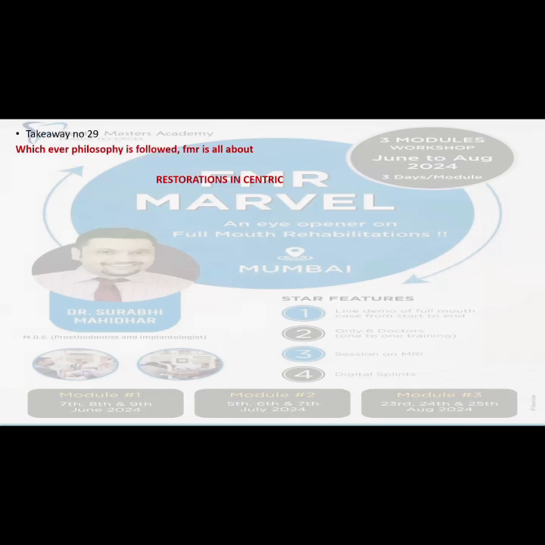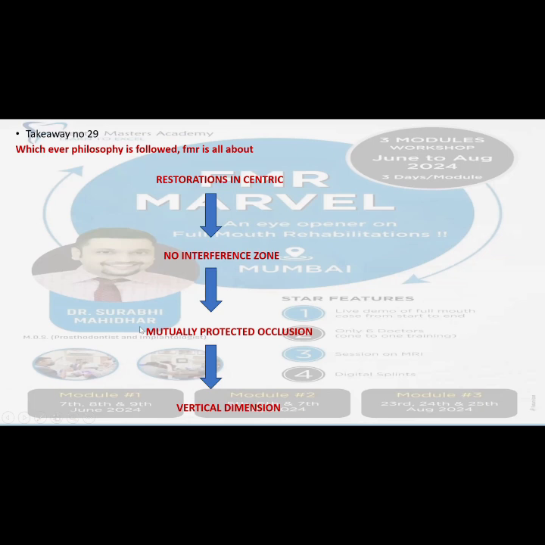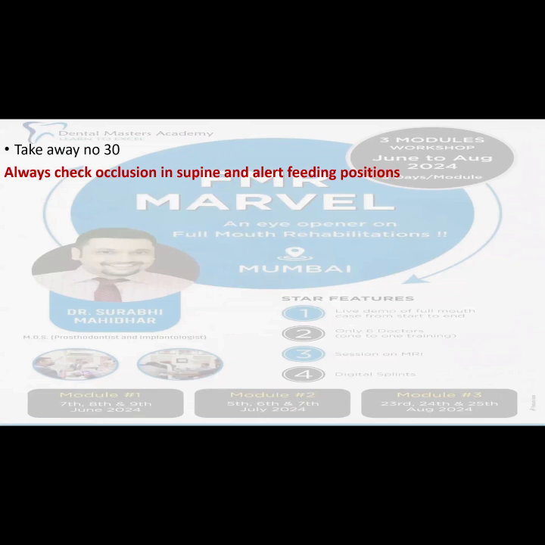So whichever philosophy you follow, FMR is all about restorations in centric, number one. No interferences in posterior restorations, number two. Do you have mutually protected occlusion inside, number three. And finally, vertical dimension has to be respected, number four. If you take care of all these things, your FMR has some standard inside the oral cavity as a restoration. And the prognosis of the restoration would be very nice.